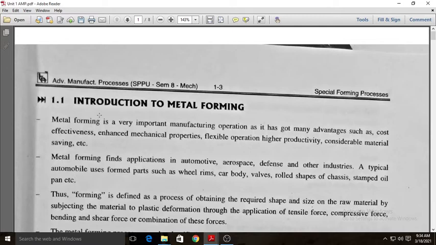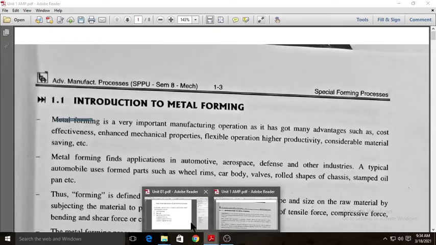What is metal forming? Metal forming is a very important manufacturing operation as it has many advantages such as cost effectiveness and enhancement in mechanical properties. So this metal forming is a very important process. It has applications in automotives, aerospace, defense and other industrial applications.